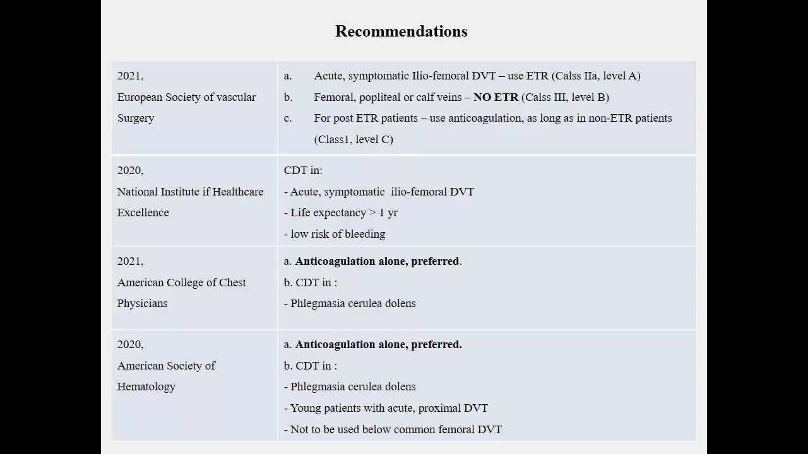So there are a few recommendations which prompted our role, or interventional radiology role, in the setting of acute deep vein thrombosis. A few benchmark recommendations are the 2021 European Society of Vascular Surgery and 2020 National Institute for Health and Care Excellence recommendations, where they prompted the role of catheter-directed therapies in a setting of acute deep vein thrombosis. However, there are important recommendations like the 2021 American College of Chest Physicians and 2020 American Society of Hematology. They basically relied on systemic anticoagulation or medical management of deep vein thrombosis. They reserved catheter-directed therapy for those subsets of patients with phlegmasia cerulea dolens, and in young patients with acute proximal deep vein thrombosis.